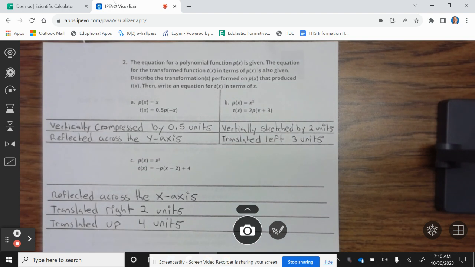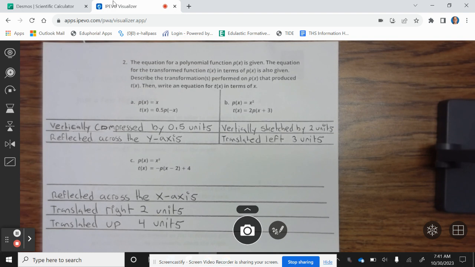The equation of a polynomial function p of x is given. The equation for the transform function t of x in terms of p of x is also given. Describe the transformations performed on p of x to produce t of x and write an equation for t of x in terms of x. When p of x equals x, t of x equals 0.5 p of parentheses negative x. That's a vertical compression by 0.5 units and reflected across the y-axis.